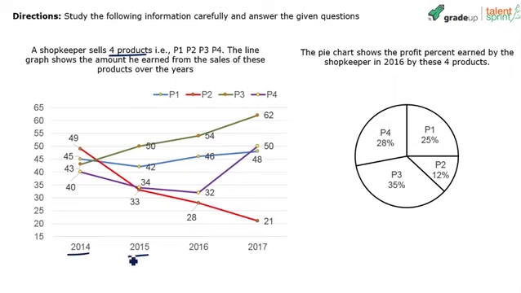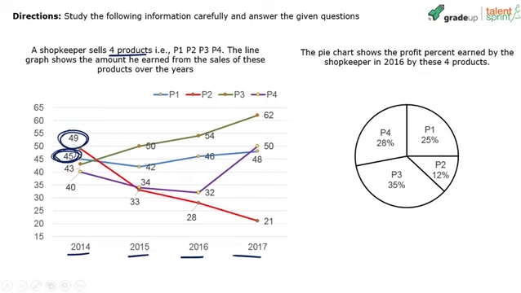So he's talking about different years, right? 14, 15, 16, 17. So over the years, the amount that he has earned by the sales of these products. The blue line is for P1, red line is for P2, green one is for P3, and the purple one is for P4. So how much amount did he earn in 2014 by selling product P1? 45 rupees. How much amount did he earn in 2014 by selling P2? 49 rupees.